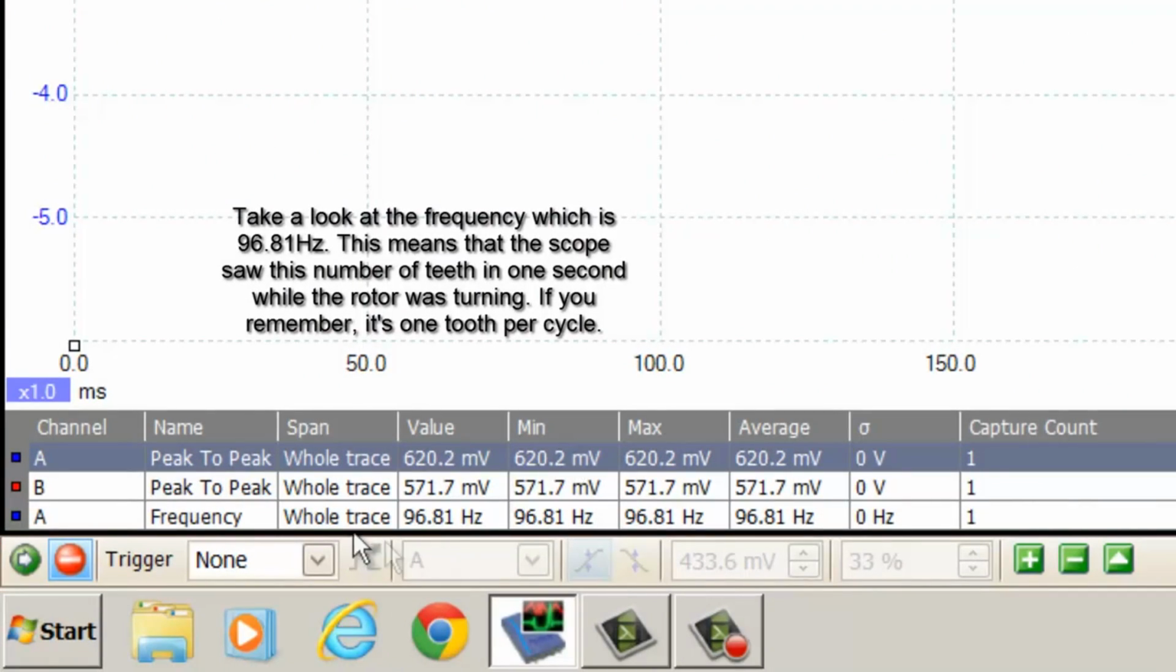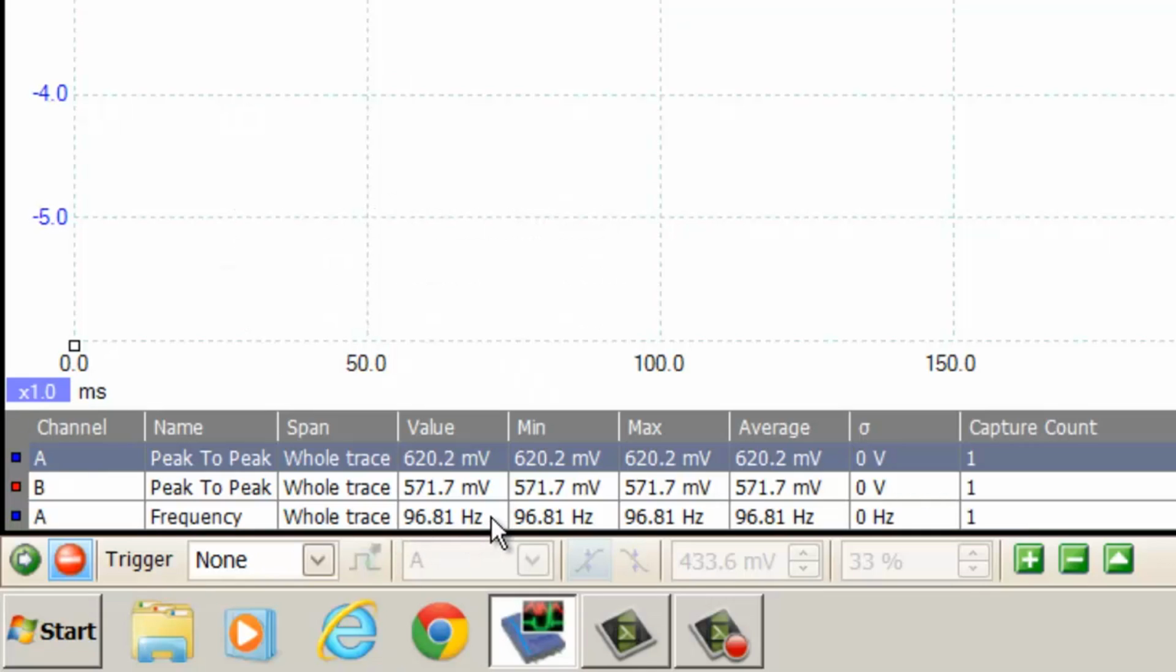Now, we look down here. We see the frequency. The value it was running at is 96.81 hertz, okay? And we got a min value, we got a max value, we have an average value. So that looks pretty good.